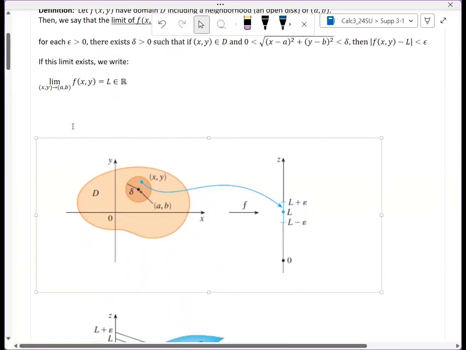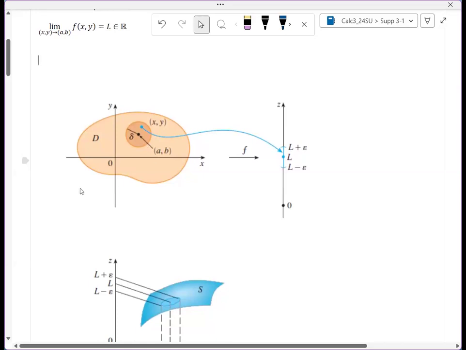Okay, so schematically, we can think of this in two different ways. And again, I grabbed these pictures from the book because the book does a much better job of drawing these than I could. So the first schematic that we have up here, we have an xy coordinate plane representing our domain. This orange blob here is our domain. We have some point (a,b) that's our limiting point that we're interested in. We have some disk of radius delta surrounding (a,b), and we have some point (x,y) in that disk.